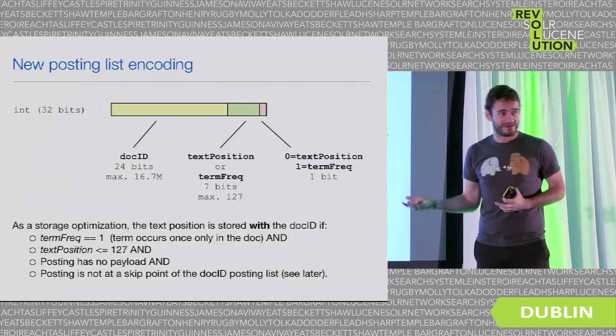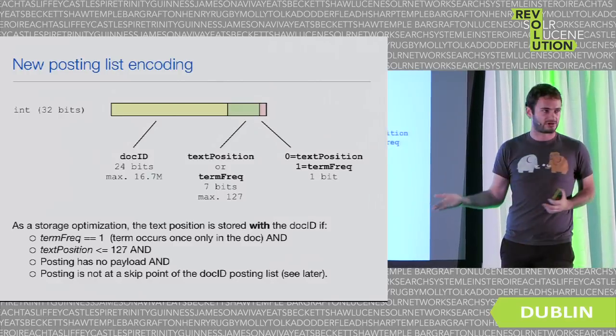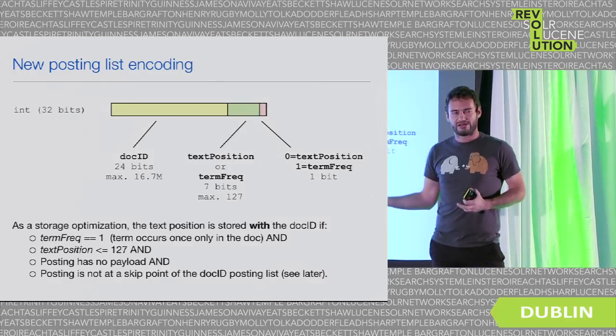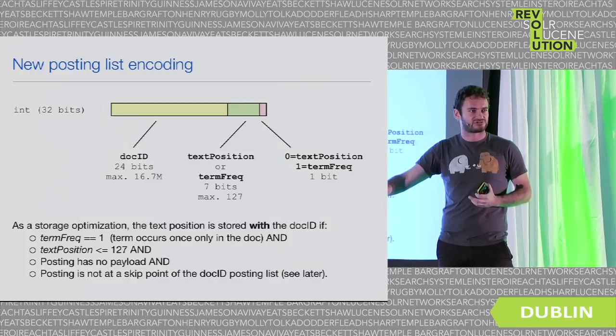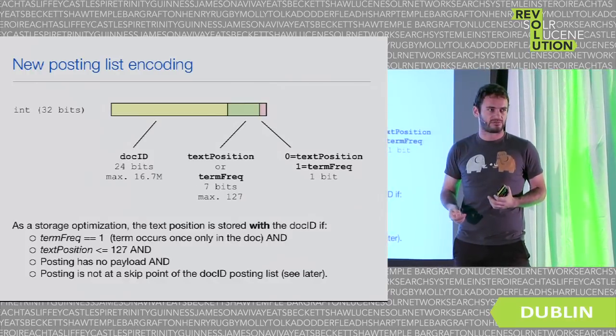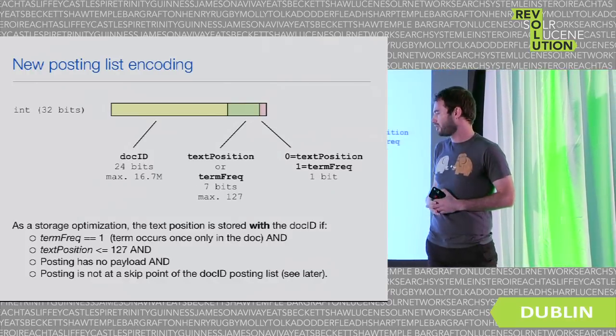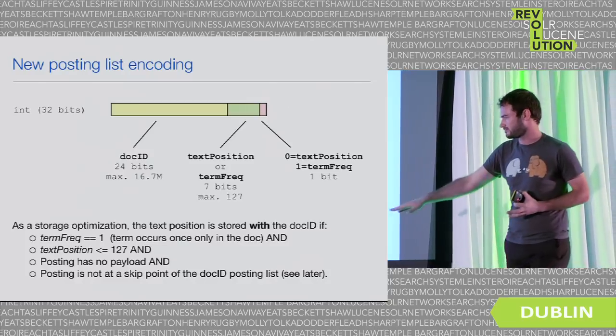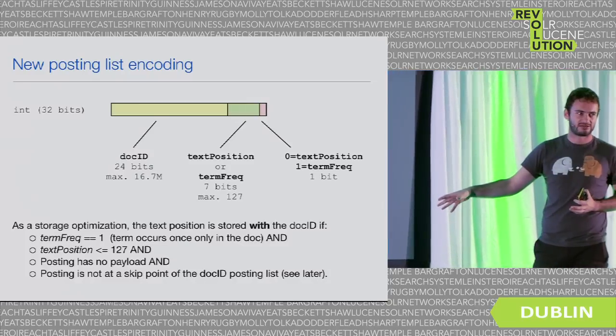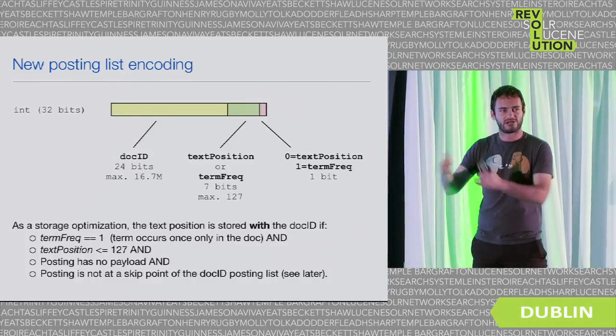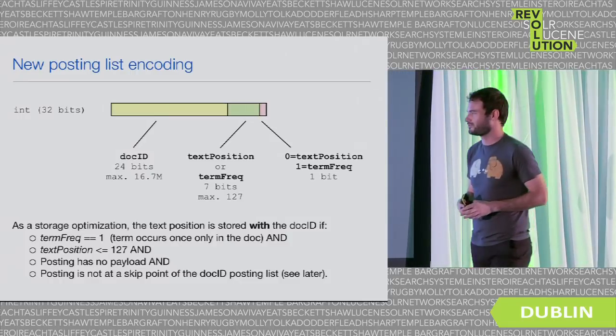Also, if we use payloads, we cannot do it, because with payloads we know we have to store the payloads in the other stream. So that's why we would also not be able to inline the position here. And that's an implementation detail. We also cannot inline it if a posting is right behind the skip point, for kind of complicated reasons.